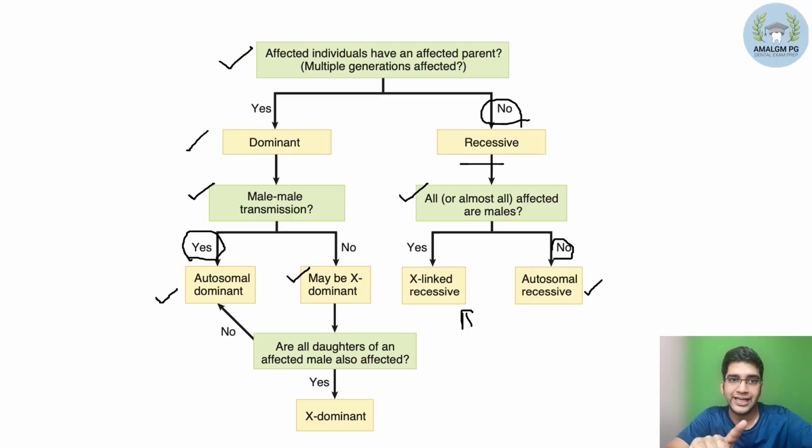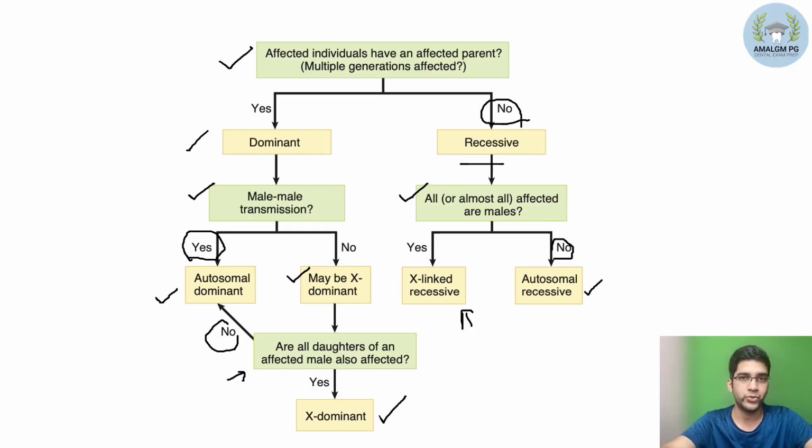Now if I know that it's an X-linked dominant disorder for sure, what I'm going to look at next is whether all the daughters of the affected male are affected. Same example, I have an X chromosome which is mutated. If I have to have a daughter, I must give the only X chromosome, which is mutated. So in that scenario, will all the daughters have the disease? Obviously, it should be 100%. Every single daughter born to an affected dad will be affected, then it's X-linked dominant. If the answer is no, it is autosomal dominant, right?